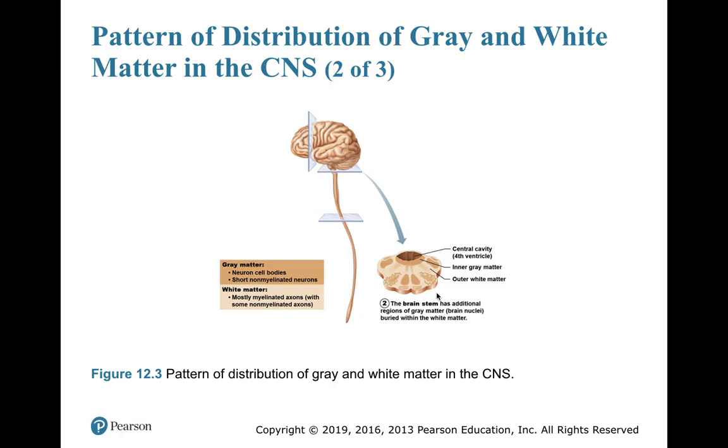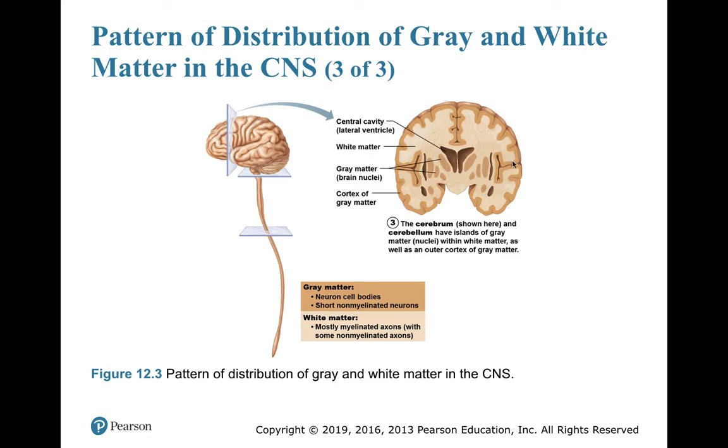So if we took the brain stem, we still see gray matter around the central cavity, and white matter extending out because it is communicating with other parts of the brain and the body, but there are isolated places where you find gray matter patches or islands, and those are called nuclei.